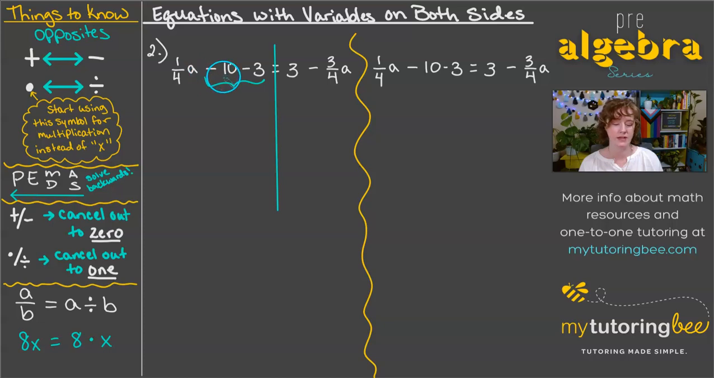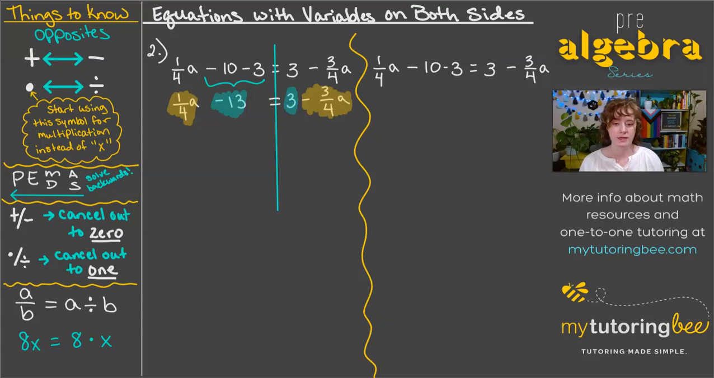I have a negative 10 or a minus 10 minus 3. So I'm just going to rewrite this as 1/4 a minus 13 equals 3 minus 3/4 a. Okay, so that's going to be my first step here, is just to combine any like terms that I have on each side of the equation. All right, so now again, just like in our problems before, I see that we have an a term on both sides of the equation, and then we also have a constant term on both sides of the equation.